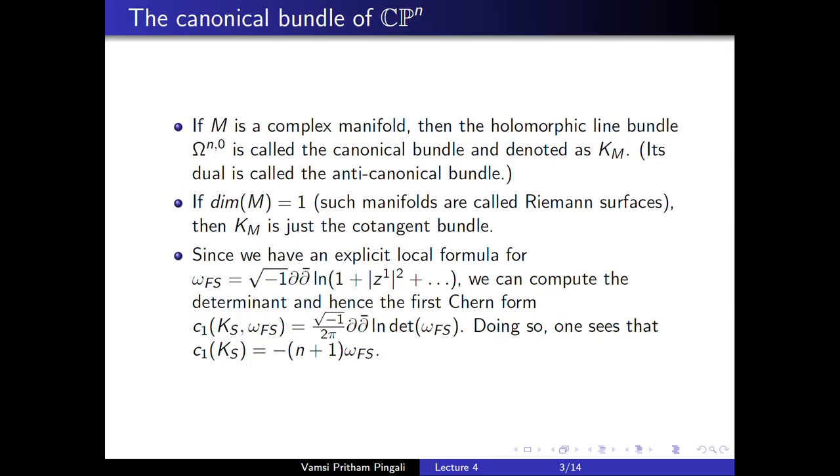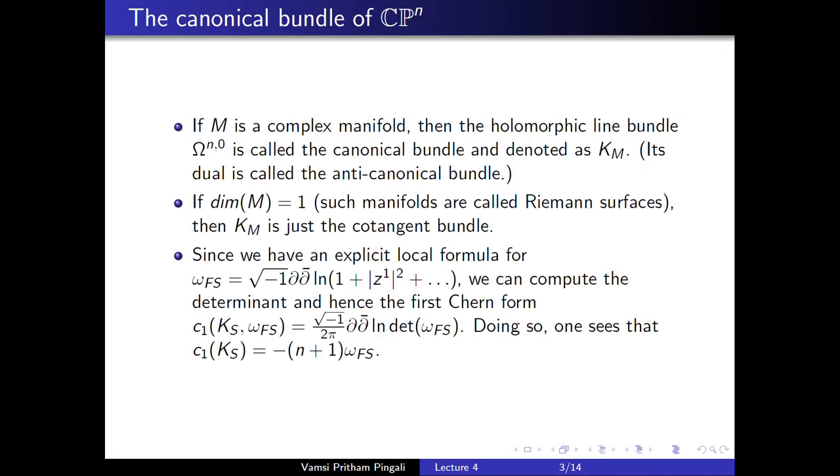That doesn't happen all the time. It's special for CPN. By the way, there are interesting questions of the type: if the first Chern class is n plus 1 times a certain class, where that class has a certain volume, then can you conclude this manifold is CPN, etc.? There are many such questions. Many of them have already been answered.